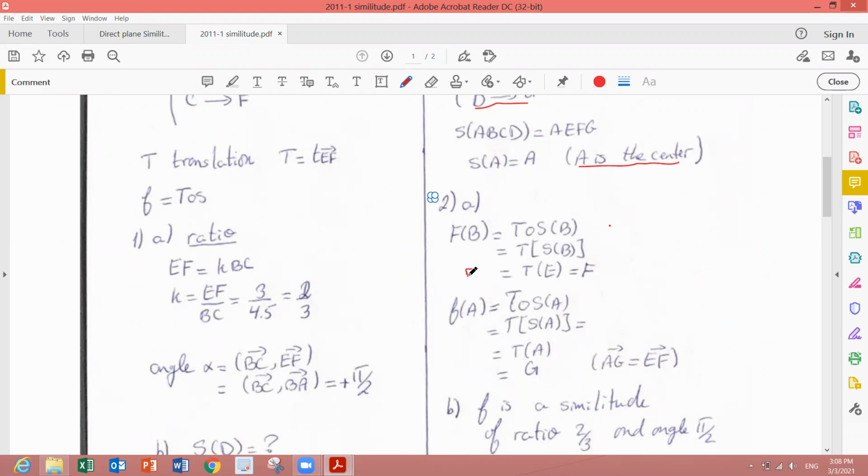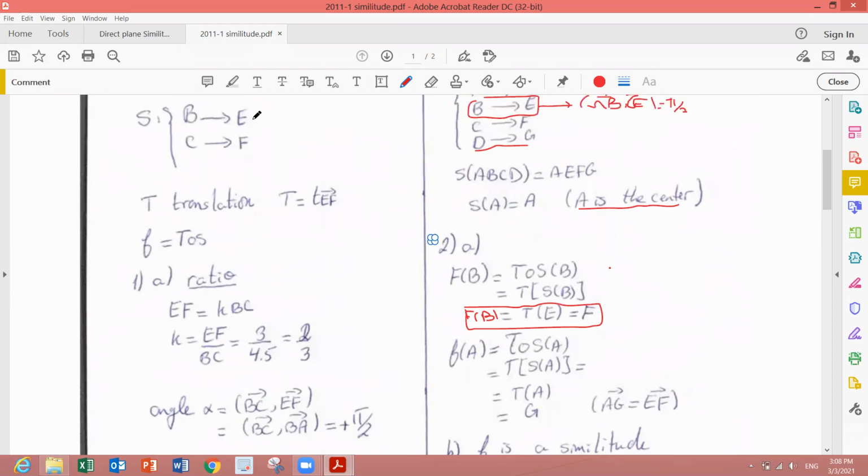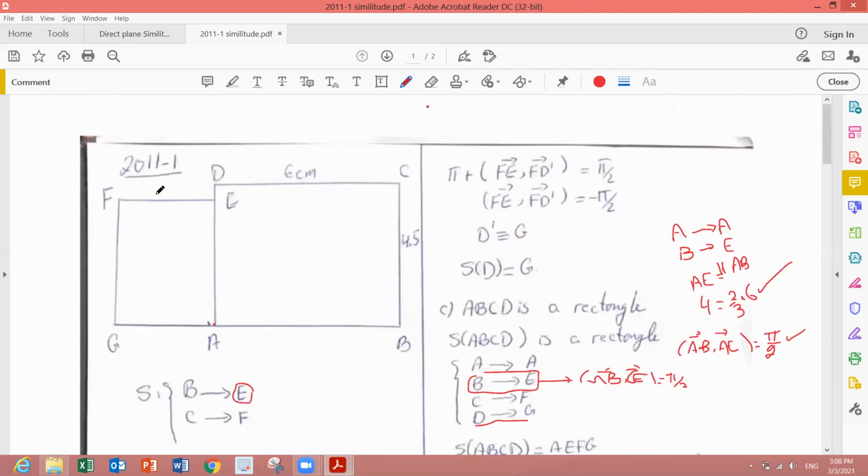Is it clear, Ustaz? It is not clear. F of B is T round similitude of B. The similitude of B gives E, so S of B is E. The translation of E by vector EF is F.